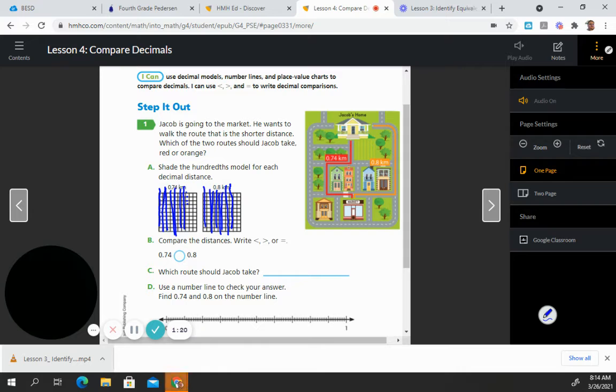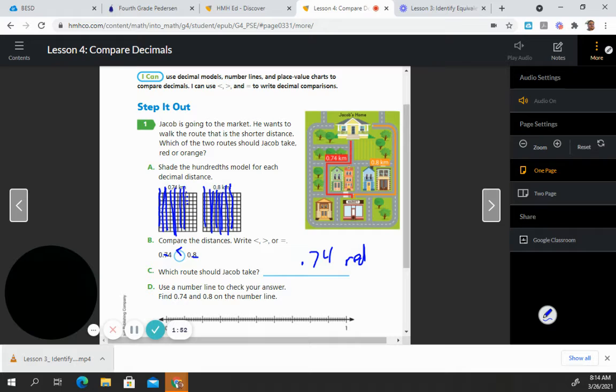So we can see that we're comparing the tenths. First we say, how many full rows did I do? Well, I did 7 full rows here, but I did 8 here. So 8 tenths is going to be greater. Okay, so which route should Jacob take if he wanted to take the shorter distance? He should go 0.74 miles. Or you could say the red route, whichever one works.